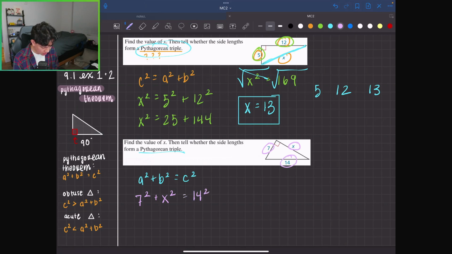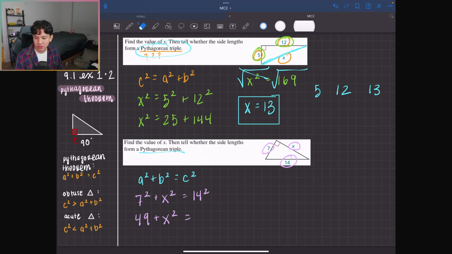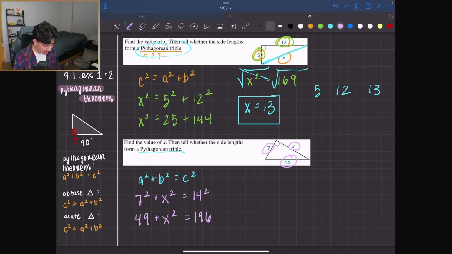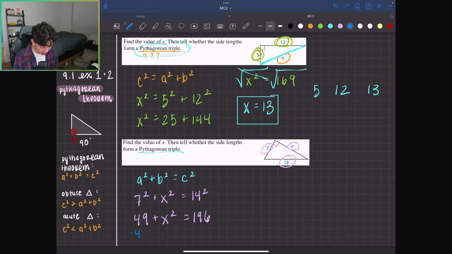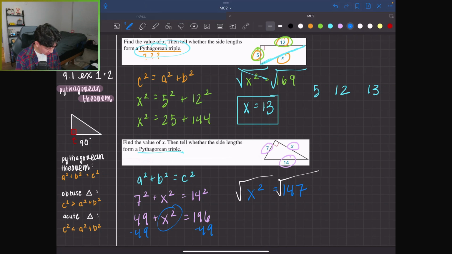Okay, so 7 squared equals 49. We don't know what x is going to be yet. And then 14 squared, what is 14 squared going to be? 196. And let's isolate the variable here. To do that, we're going to subtract 49 on both sides. And what are we left with? We're left with x squared equals 196 minus 49, which is going to be 147. And then lastly, let's square root both sides so that we isolate the variable x. So now x is going to equal the square root of 147.